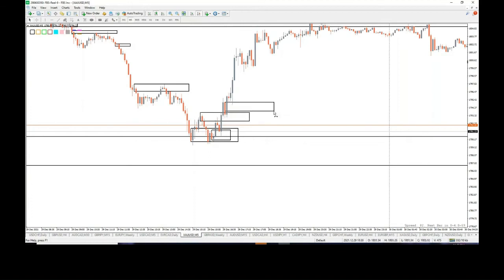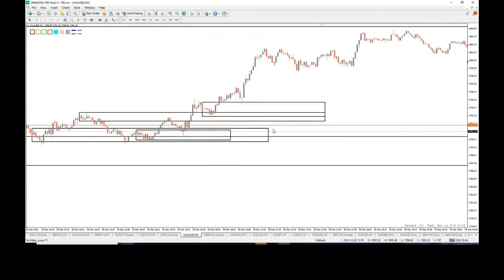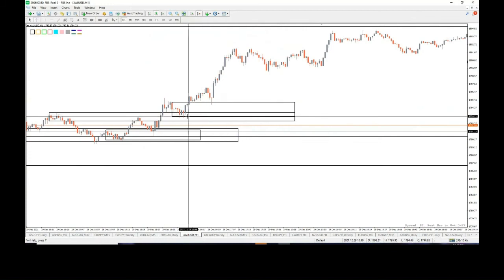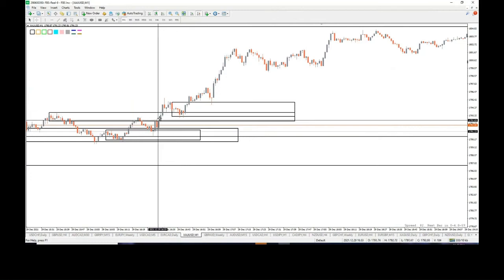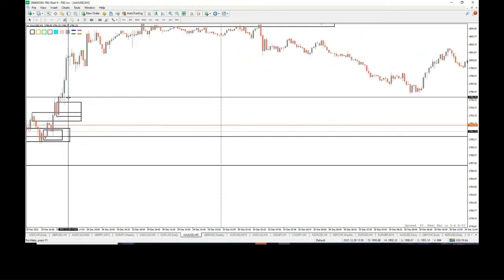You have to wait for M5 if you want. If you wait for M5, you can enter here. If you go to M1, you cannot enter because there is no engulfing buy right here. There's no confirmation right here. So I don't take it. I wait for this to engulf buy and enter.